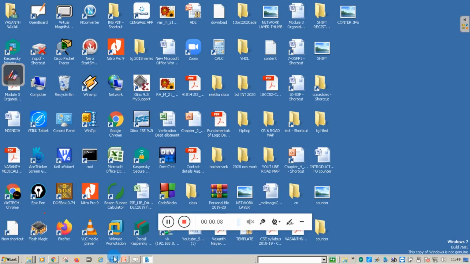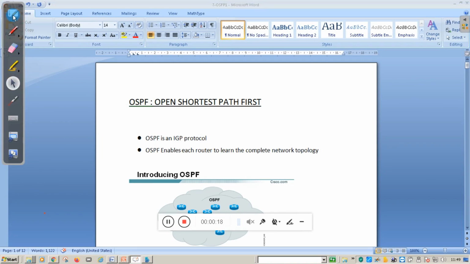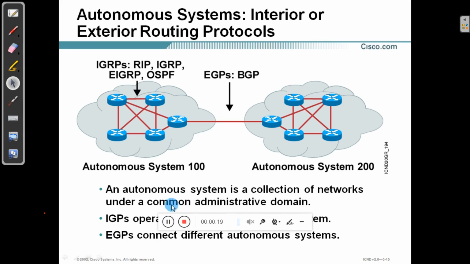In this session, we will discuss today Open Shortest Path First Protocol, OSPF. Before that, we have already discussed these 2 points. There are 2 types of protocols which work on a router. One is called a routing protocol, the other one is a routed protocol.